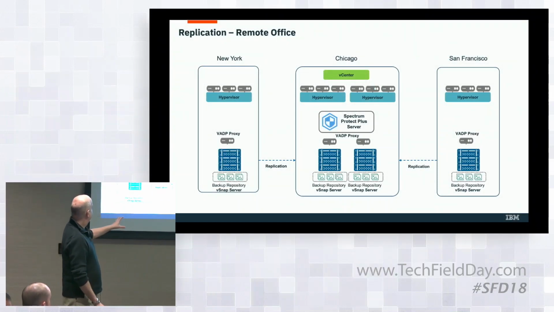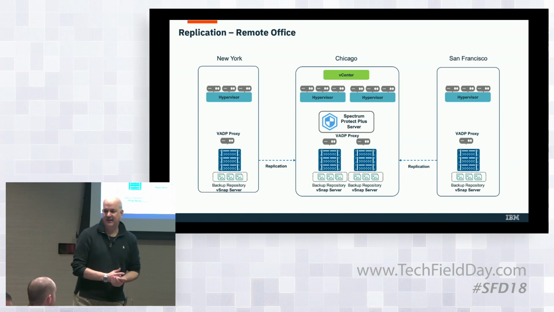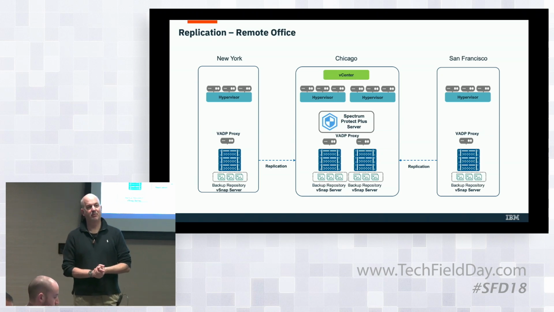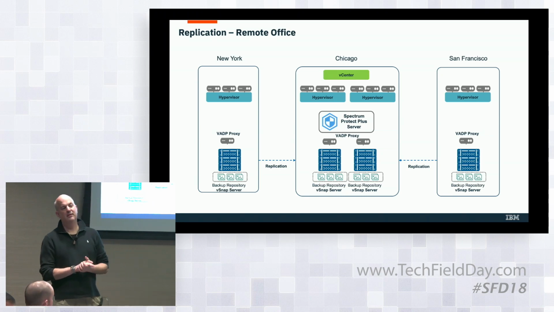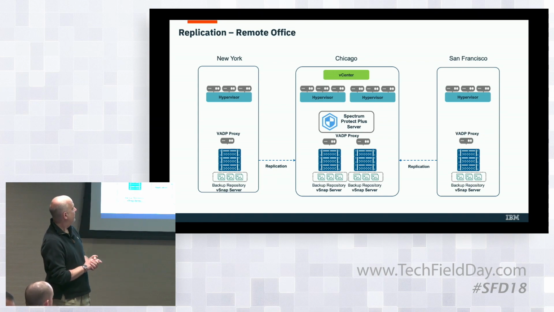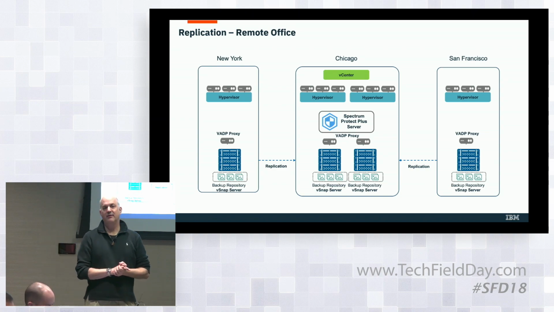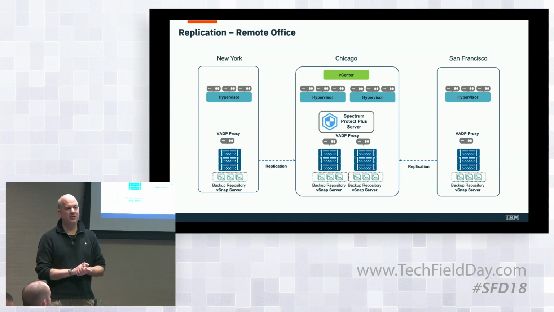And then just to build out the same concept, you can have multiple sites, remote offices, and again, you're going to have a single Spectrum Protect Plus server that's going to be orchestrating the snapshotting and is going to be in charge of cataloging all the metadata for the operations. And then you'll have your VSnap repositories and your VADP proxies localized in those locations. So the data movement, the initial data placement, is all localized.